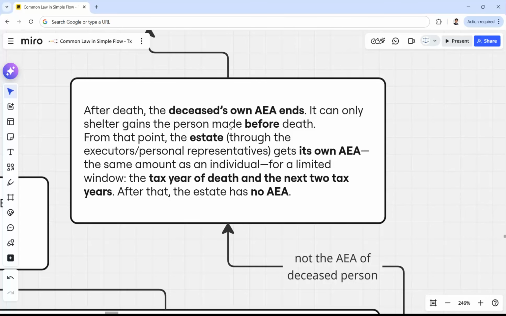What does this mean? After death, the deceased's own AEA ends. So this is not the AEA that we are using for the dead person. It can only shelter gains the person made before death. From that point, the estate, through the executor's personal representatives, gets its own AEA, the same amount as an individual, for a limited window: the tax year of death and the next 2 tax years. After that, the estate has no AEA.